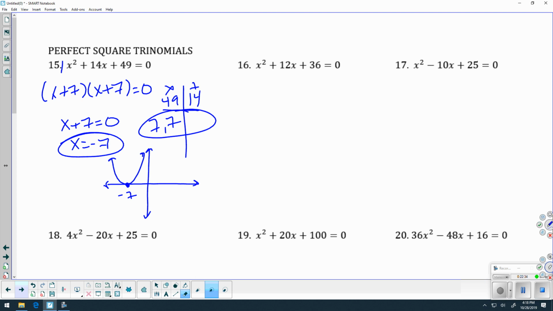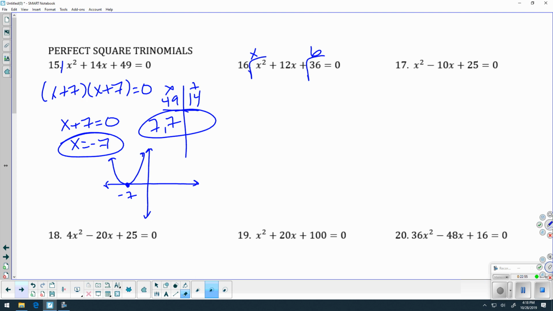Okay, but there are a lot of characteristics when it comes to being a perfect square trinomial. Let me kind of outline it for number 16. Okay, to know for sure that this is a perfect square trinomial, the first term has to be a perfect square. So if you take the square root of that, it'll just be x. The last term has to be a perfect square. The square root of 36, that's 6.